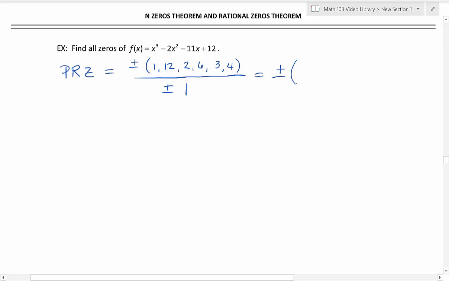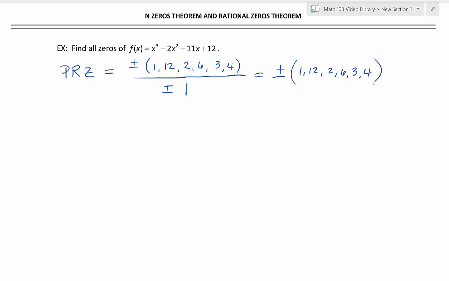Since the only number we have in the denominator is 1, any number over 1 is that number. So we're just going to have all the numbers from the numerator. 1, 12, 2, 6, 3, and 4. There's 12 numbers in the list. We know that a maximum of 3 are going to work.